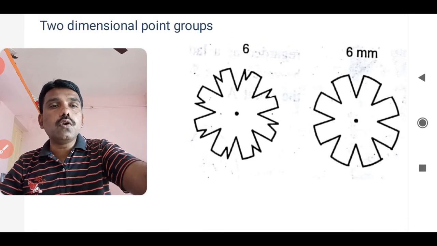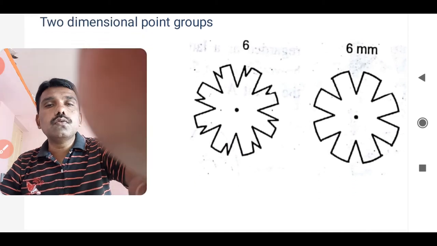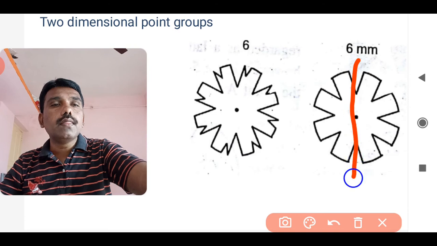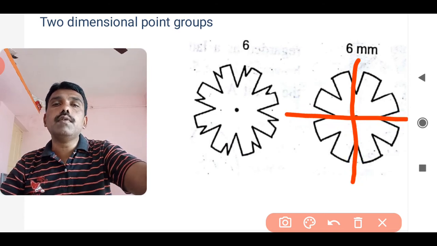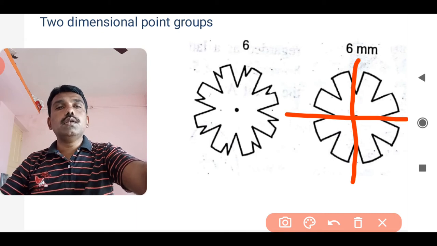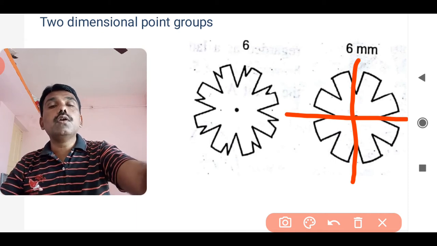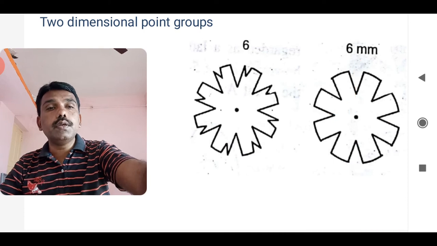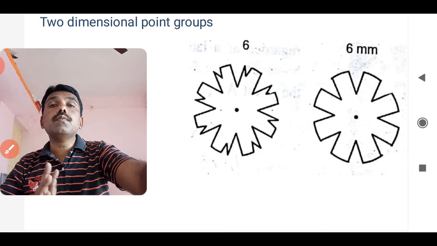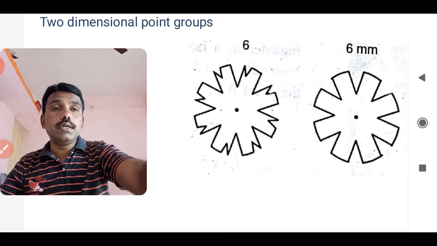Here you can draw in this way, or similarly, I can draw this way, or if I draw perpendicular to this, it also gives me two equal halves. So in this way the two-dimensional point groups, or the reflection symmetries, are going to be in this fashion. So these are the reflection symmetries, the 10 point groups shown in this case.